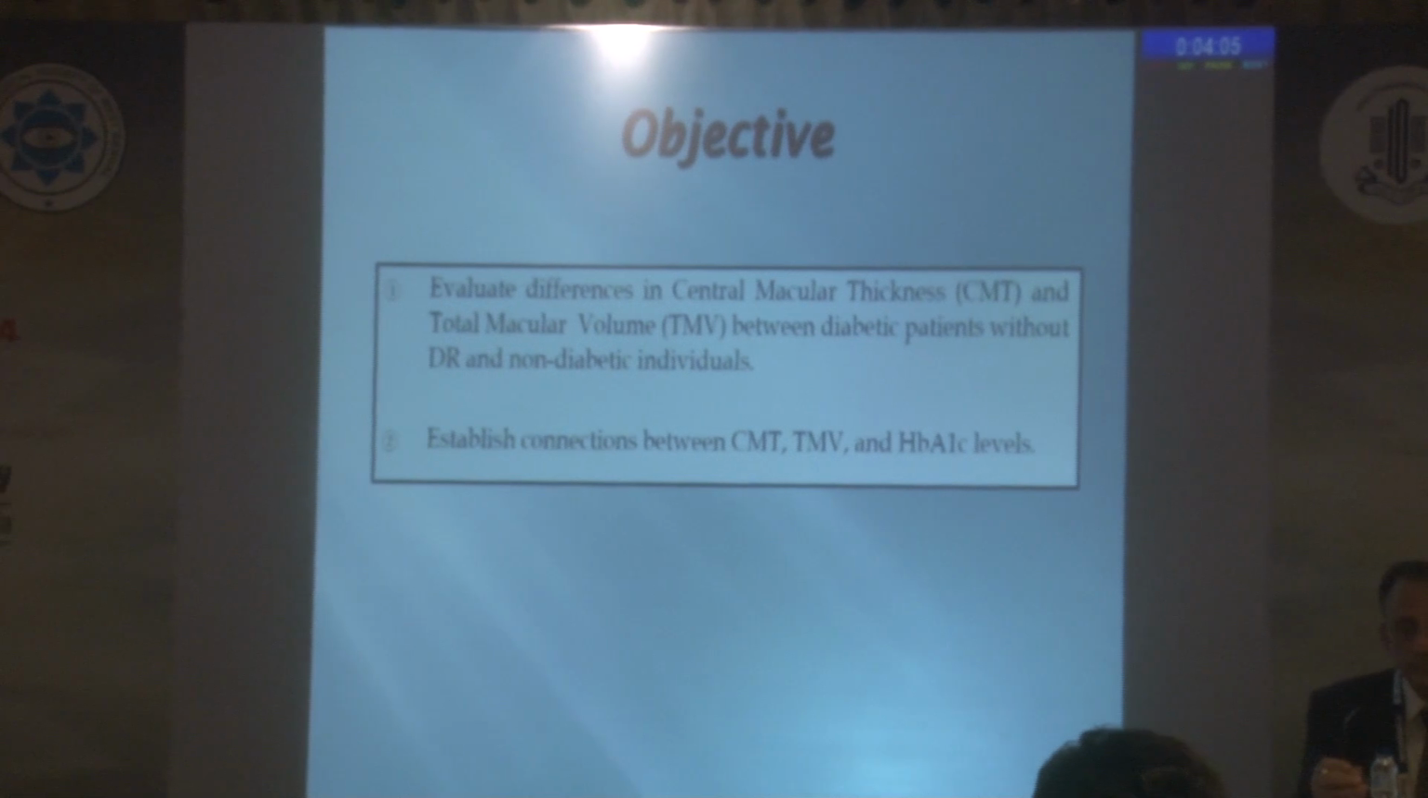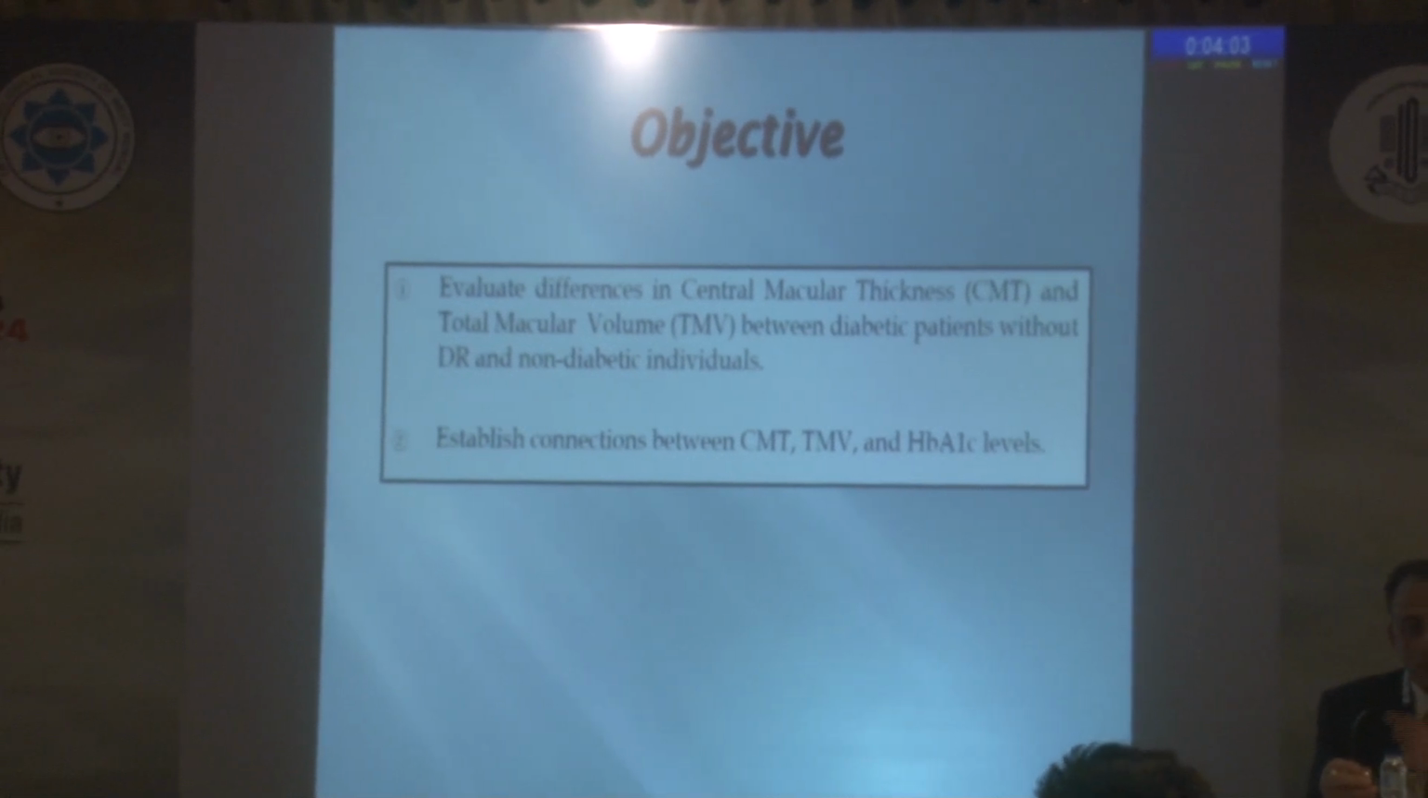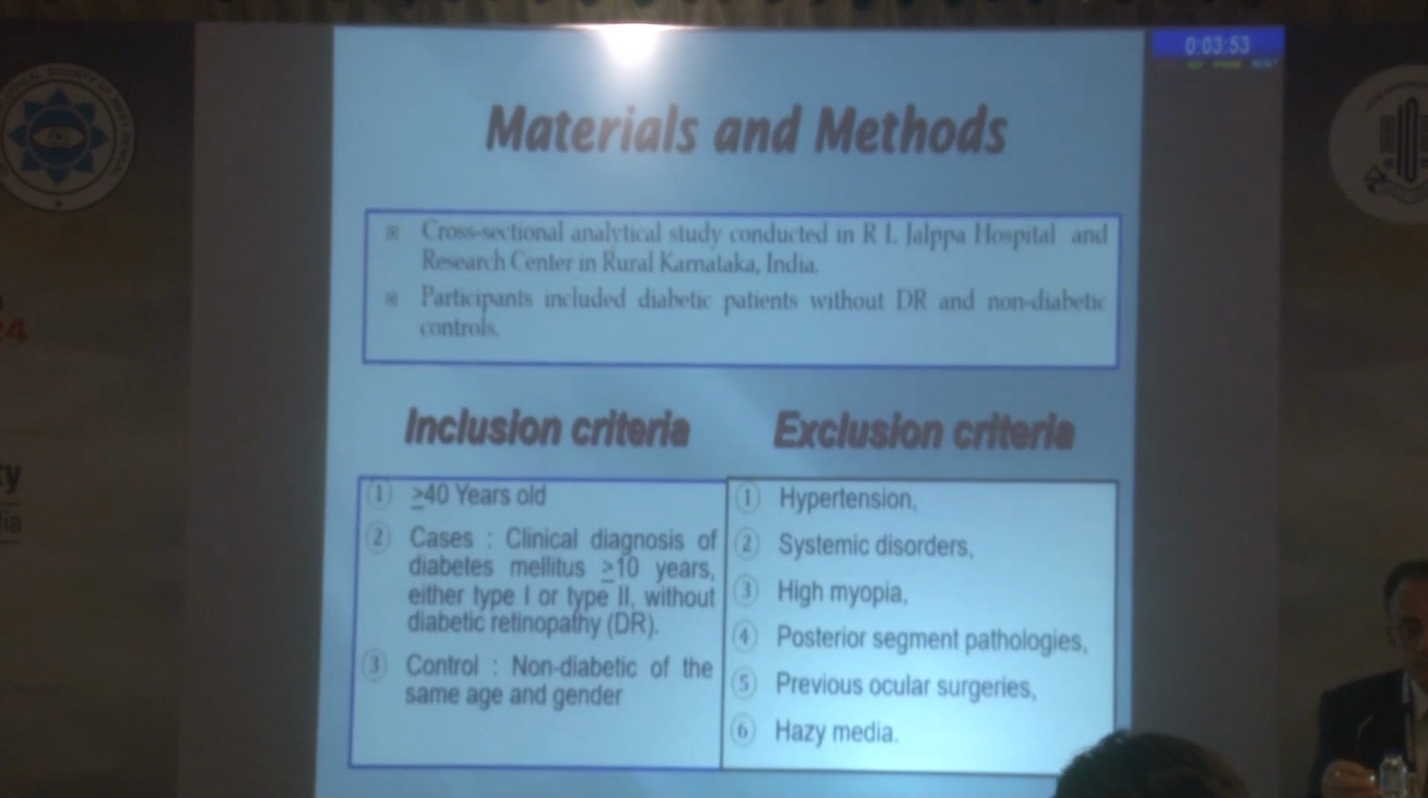So the objective of the study is to evaluate differences in central macular thickness and total macular volume between diabetic patients without diabetic retinopathy and non-diabetic individuals, and to establish the connection between CMT, TMV, and HbA1c levels. Materials and methods: it is a cross-sectional analytical study conducted in Al-Jalwa Hospital in rural Karnataka, India. Participants included diabetic patients without diabetic retinopathy and non-diabetic controls.